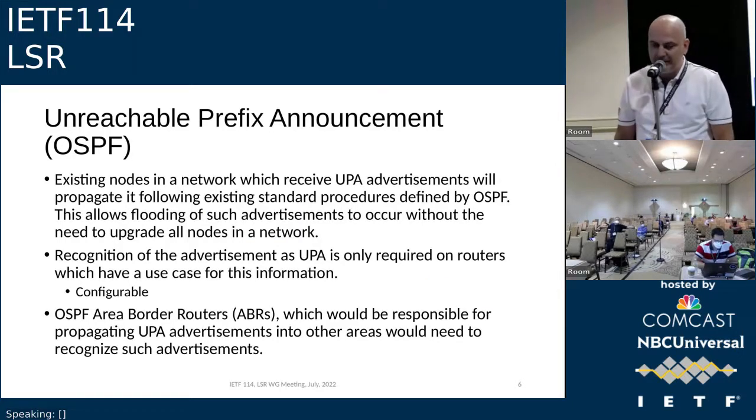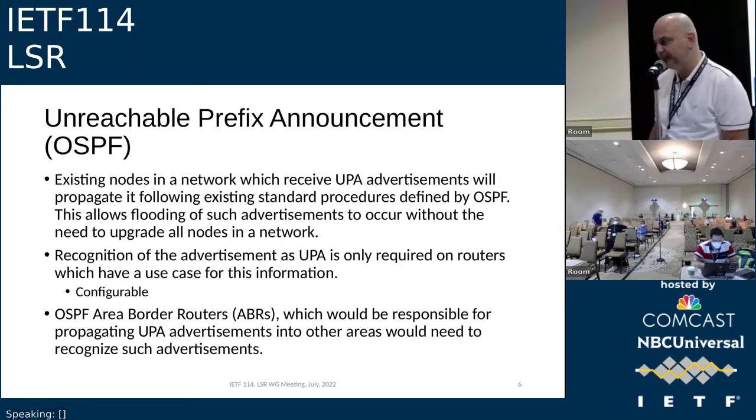And then again, similarly to what has been said for ISIS, the nodes will propagate this data. They will not use or install these prefixes because they are unreachable if they follow the spec. We need to recognize these on the routers where we want to use this information, which is again configurable and would probably be done on the edge nodes. And again, ABRs would need to be smart enough to recognize this and re-advertise between the areas. Next slide.